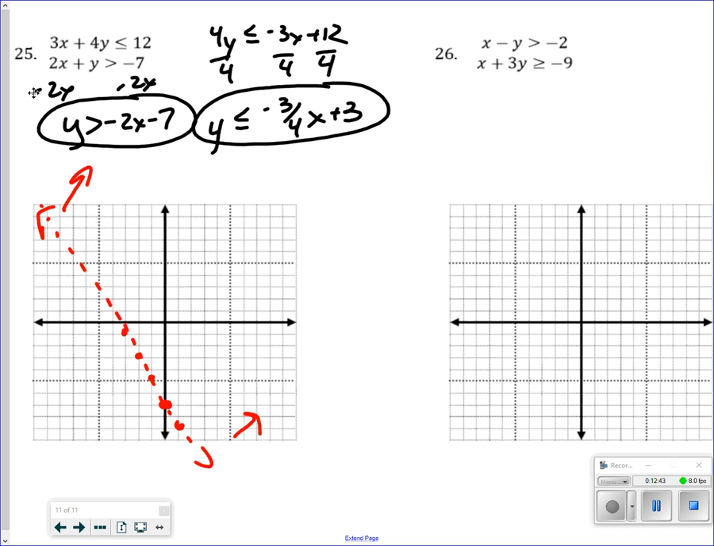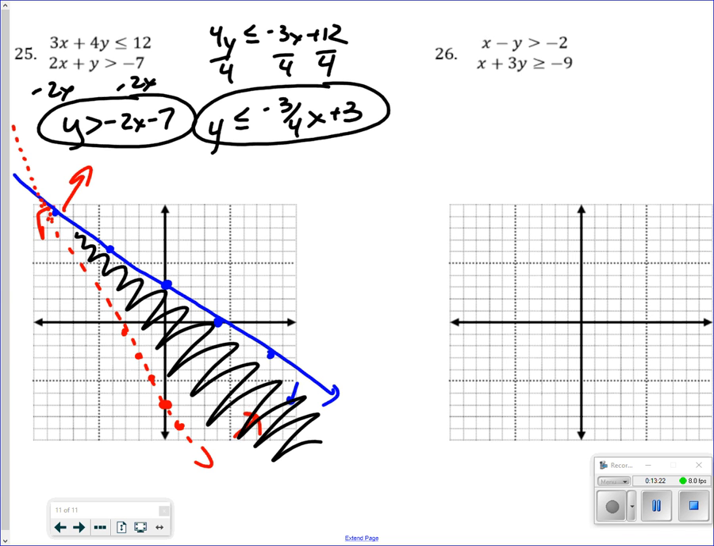Second one, crosses at (0, 3). Slope of -3/4. So down 3 to the right 4. Up 3, 4. So they will cross. They're just crossing way over there, which I don't like, but so I'm going to extend these lines just a little bit further. And I want to shade below the blue line. So the area that is shaded by both is this little pie section that's in between.